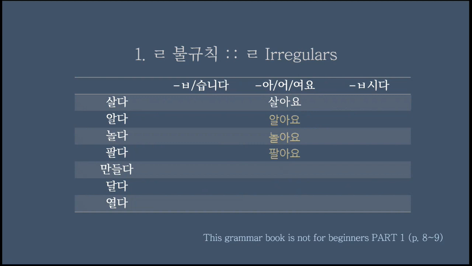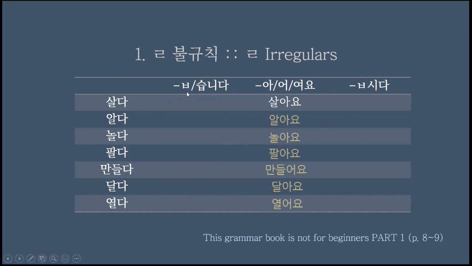만들다. It becomes 만들어요, isn't it? 만들어요. I make. 달다, 달아요. I hang something. 열다, 열어요. I open. Very good.